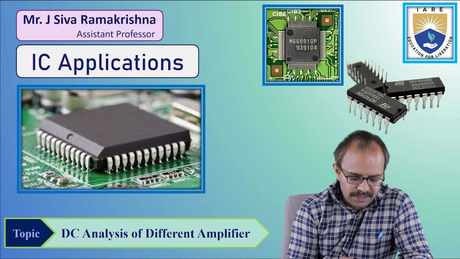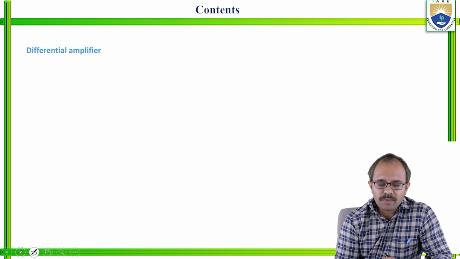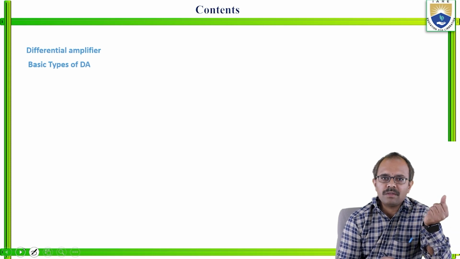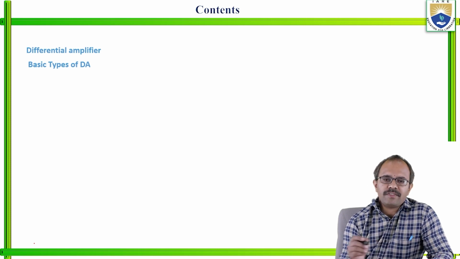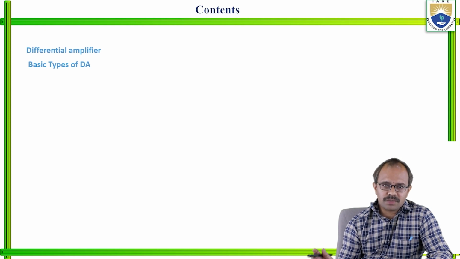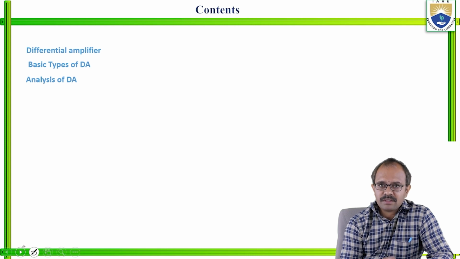The contents of this presentation include the differential amplifier, which we have seen in the previous lecture, and then the basic types of differential amplifiers. That means what are the different modes available within the differential amplifier. After the definition of the differential amplifier, we will discuss the different modes, that is, the different configurations available for the differential amplifier, and then coming to the analysis of the differential amplifier.